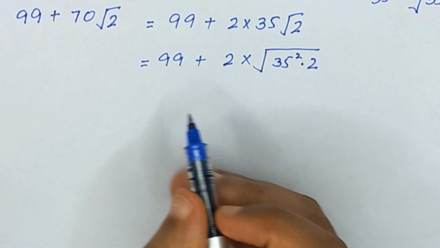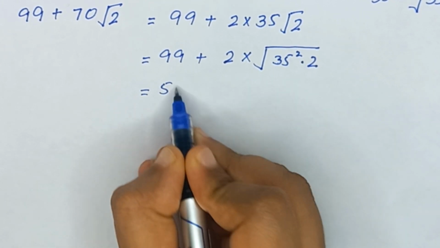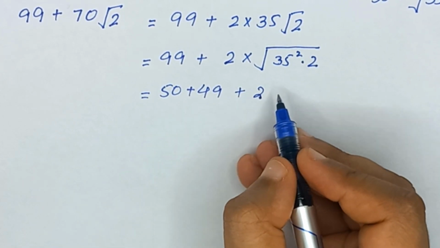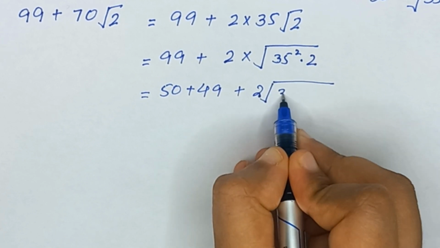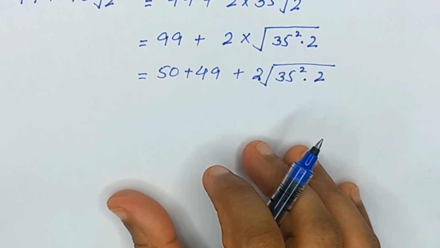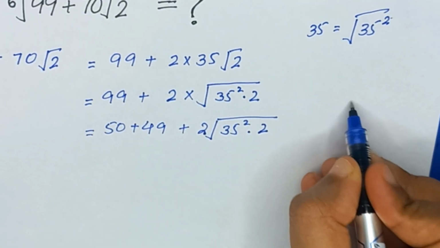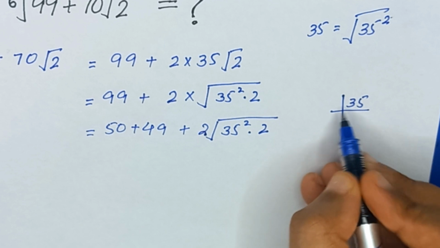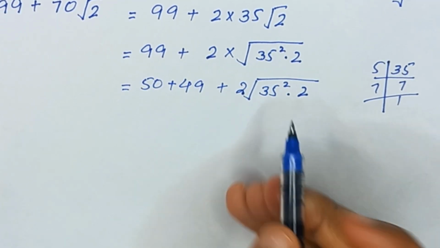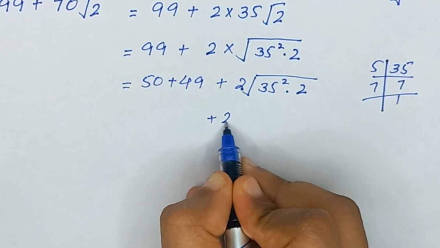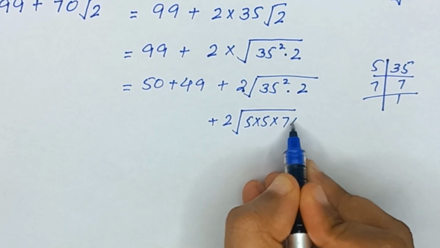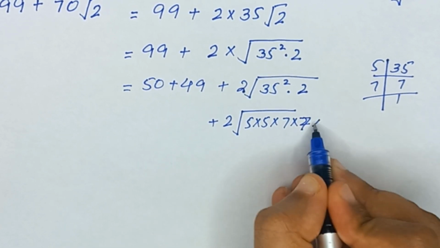We can write 99 as 50 plus 49, plus it is the same as 2 times square root of 35 square times 2. Okay, so here we have 35 square. If I take the prime factorization of 35, it will be 5 times 7. So here we have 35 square, so it will be 2 times 5 and 2 times 7, and this 2.